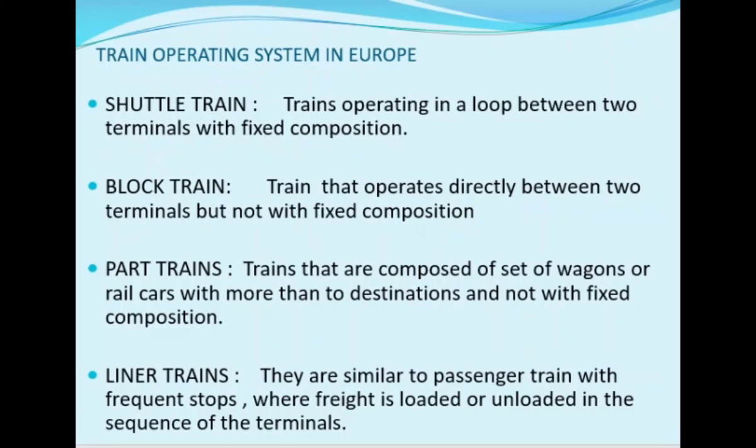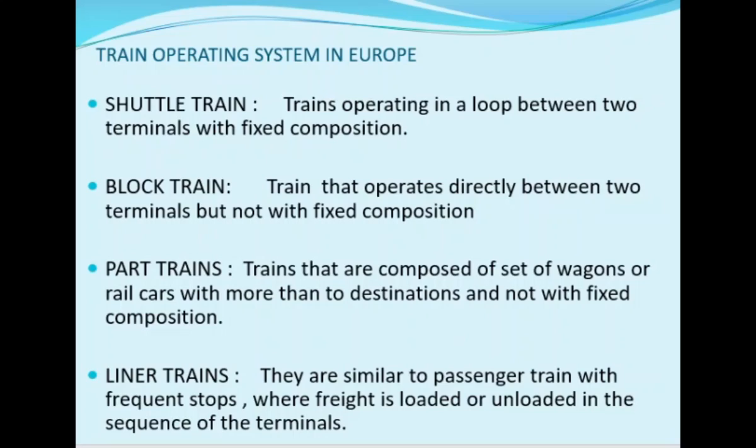A train is composed of what? Sets of wagons or rail cars. That means there may be 2 or 3 covered wagons with sliding door and roof, and there may be maybe 5 container-carrying wagons.